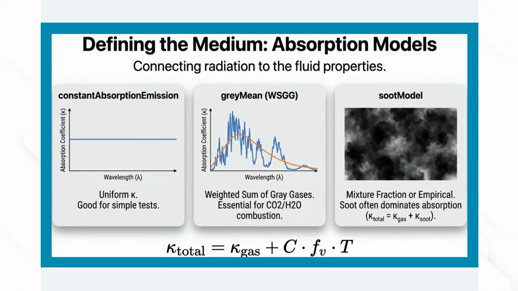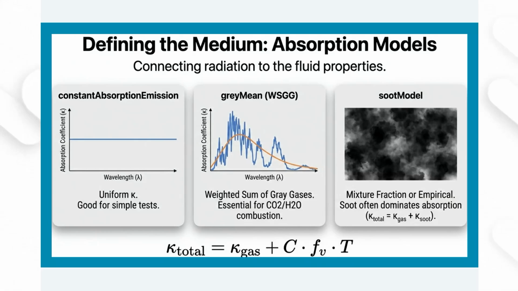If you are simulating a fire involving hydrocarbons, this model is essential because it accounts for the chemical composition of your burnt gases, and it will give you better accuracy in terms of how your fluid is going to behave as an optically thin or thick material.